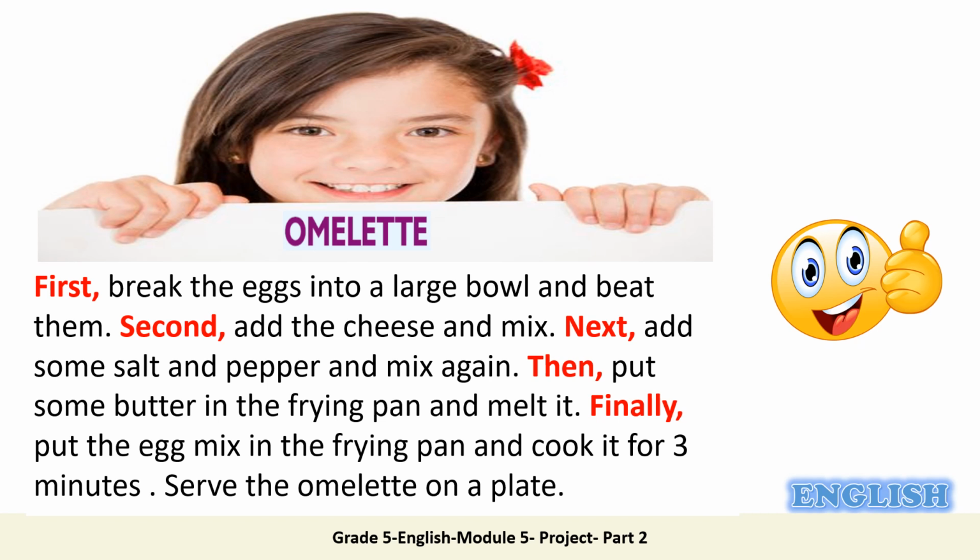First, break the eggs into a large bowl and beat them. Second, add the cheese and mix. Next, add some salt and pepper and mix again. Then, put some butter in the frying pan and melt it. Finally, put the egg mix in the frying pan and cook it for 3 minutes. Serve the omelette on a plate.